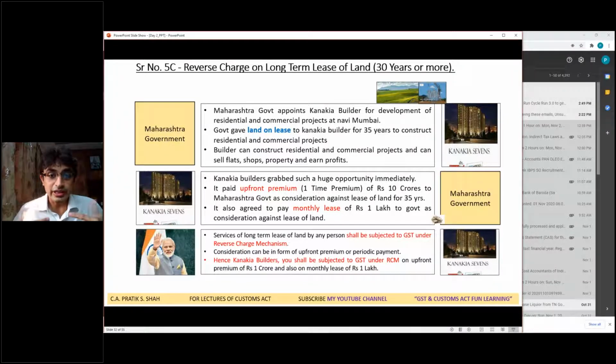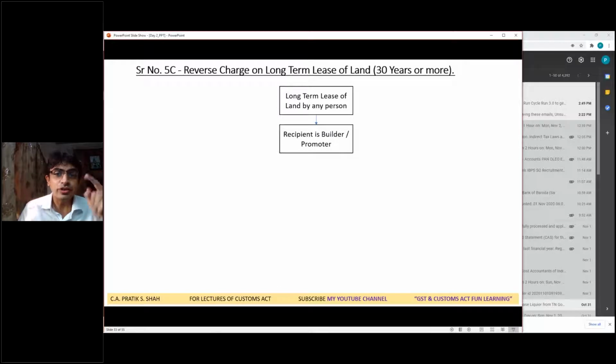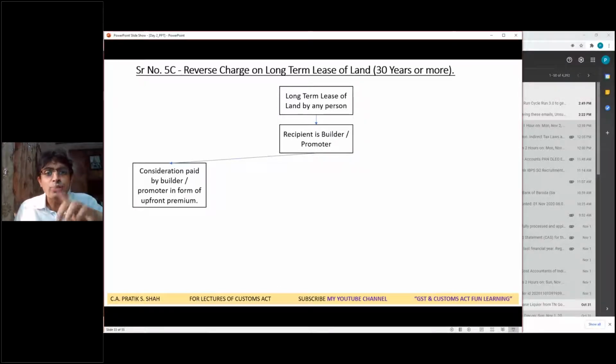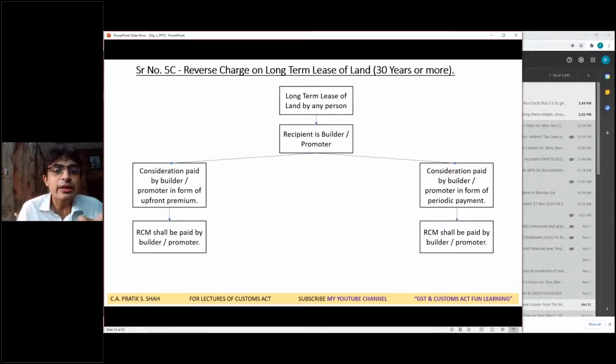So this is a long-term lease. Whatever land I have, I'm giving you on lease, you shall pay GST under reverse charge mechanism. Clear? This is lease of land. Suppose any person has a big land and gives it to you on lease, and you are a builder or promoter. Whatever amount you pay to me, whether it is an upfront premium, a one-time premium, or a regular payment, you shall pay GST under reverse charge mechanism. Clear? This is how you need to understand long-term lease.